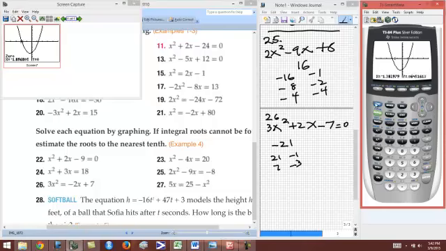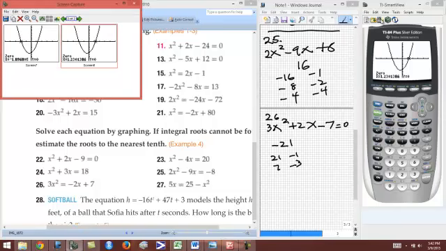Oops. Second, trace, 0. Okay, now we're going to move left. Okay, Enter. Go to the right. Enter, Enter. Okay, so the other zero is about 1.23, so I'll take a picture of that. Okay, there's the zeros. All right.